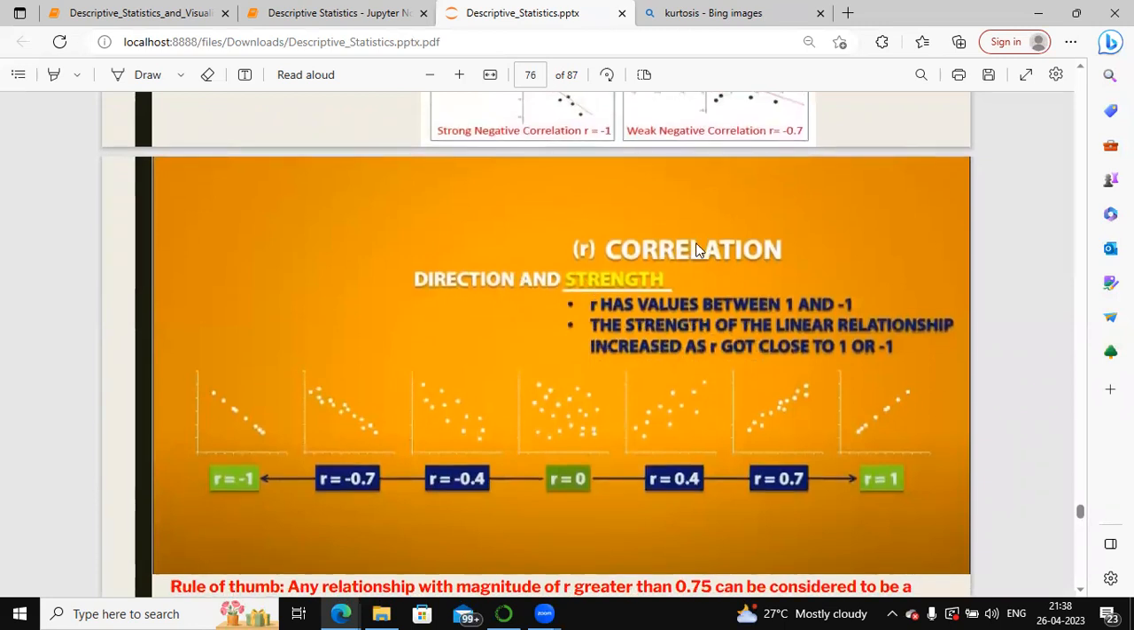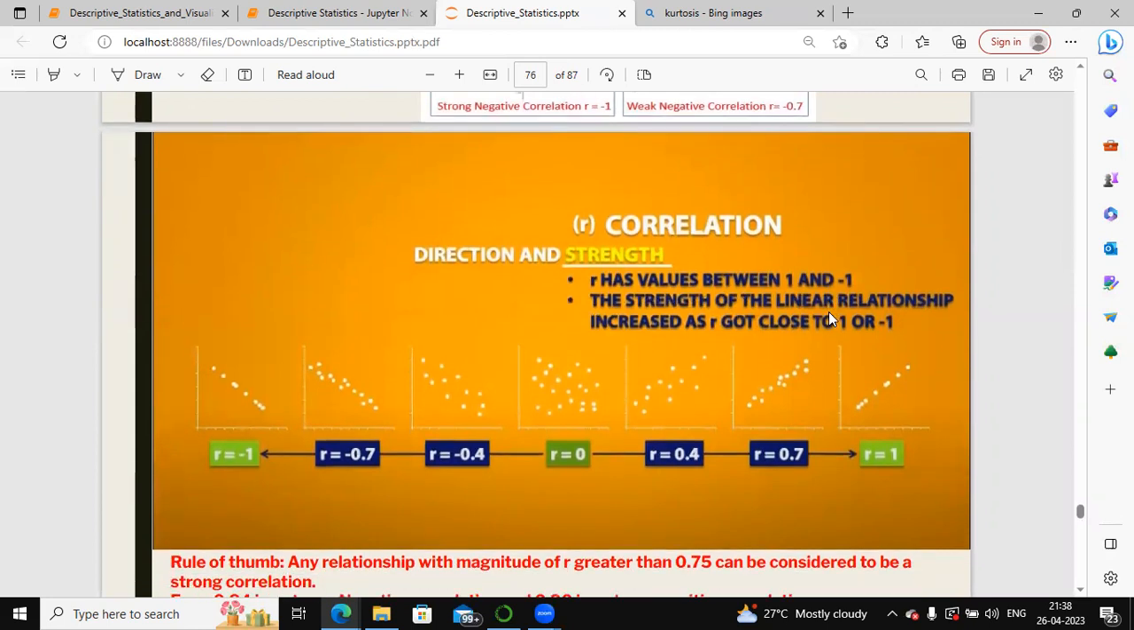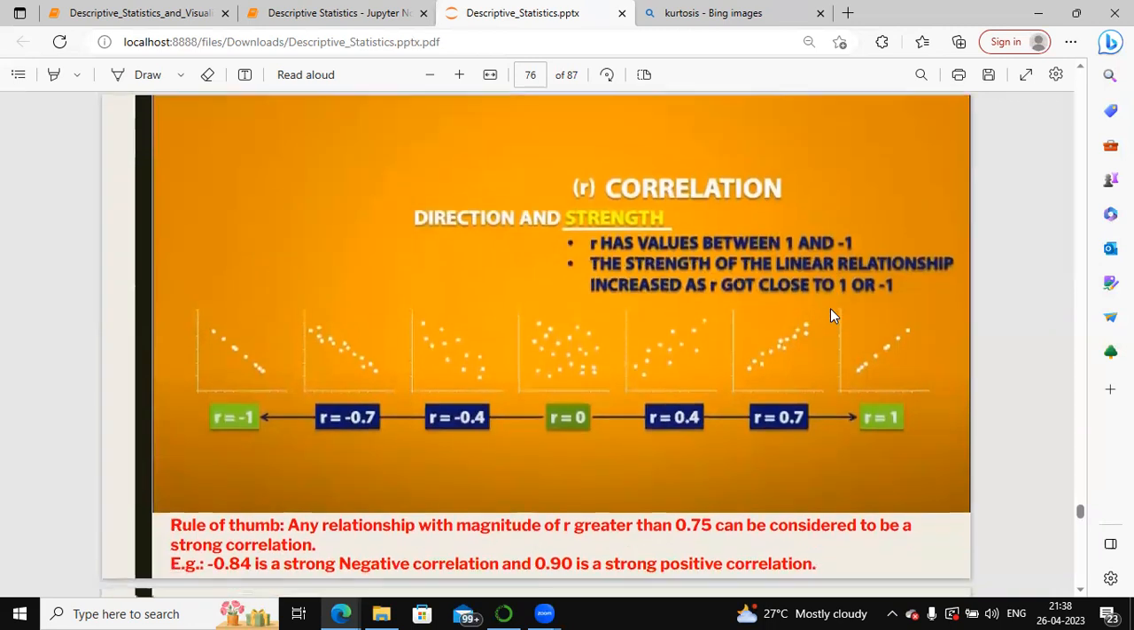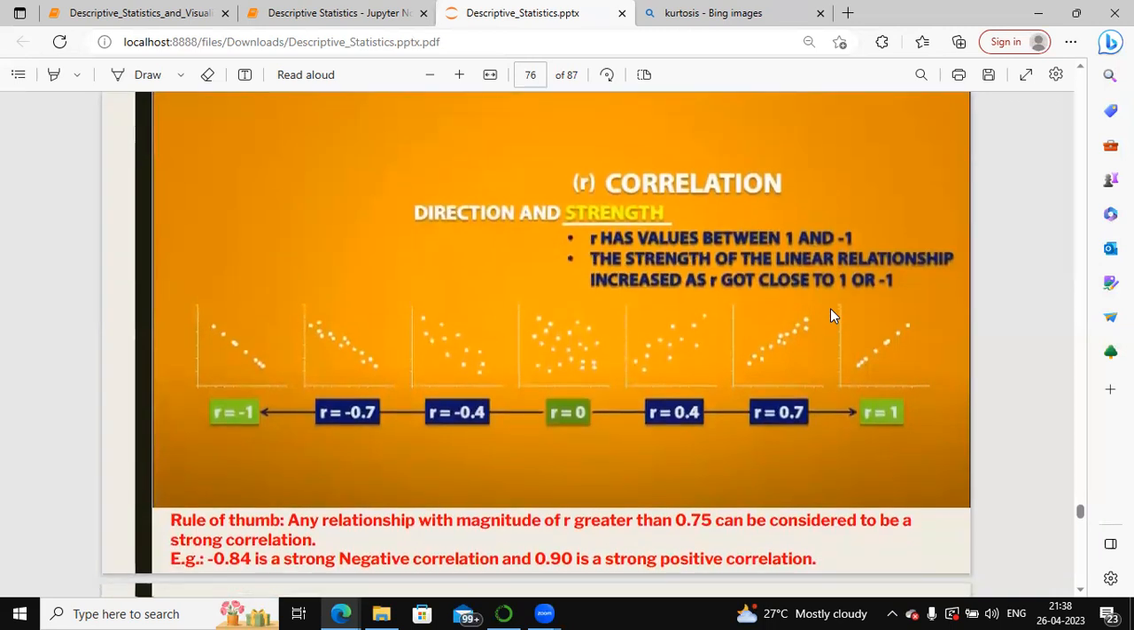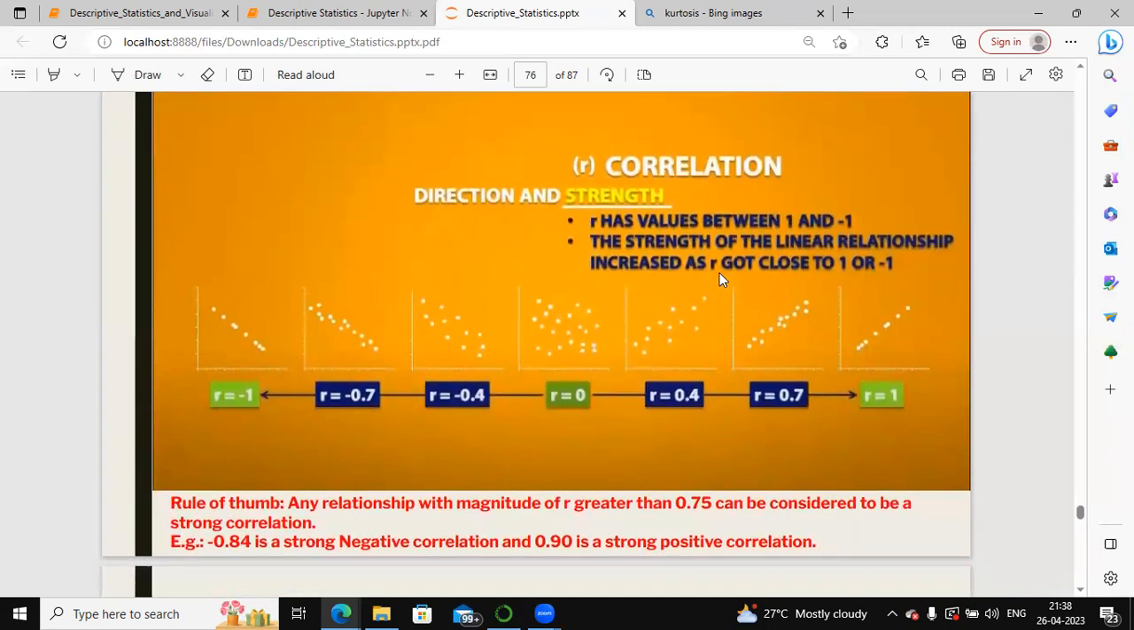So if you see, correlation gives direction and strength. R has a value between 1 and -1. Okay, the correlation coefficient lies between 1 and -1. The strength of the linear relationship increases as R gets close to 1 or -1. So now R equal to -1 means highly correlated in the negative direction, and R equal to 1 means highly correlated in the positive direction, and R equal to 0 means there is no correlation.